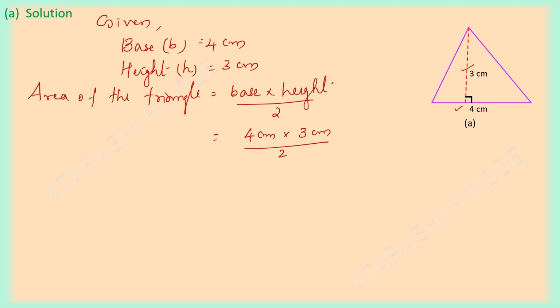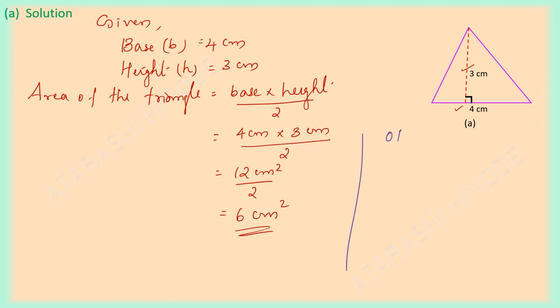Here we can cancel 2 and 4. 2 ones are 2, 2 twos are 4. Then we get 2 centimeter into 3 centimeter, that is 6 centimeter square. Or we can multiply 4 and 3. After that we can divide that by 2. That is 4 3s are 12 centimeter square divided by 2. 12 divided by 2, that is 6 centimeter square.